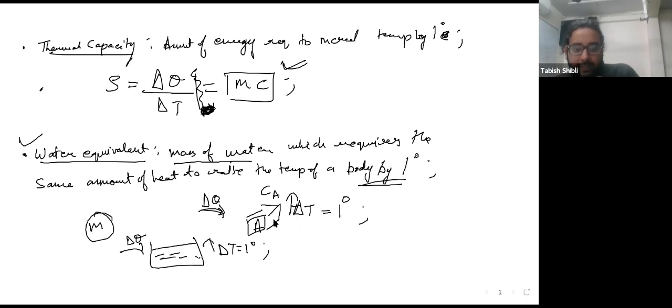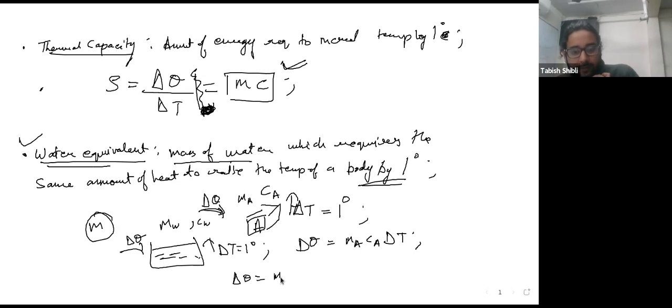And इसका कुछ mass था Ma. So delta Q is what? Ma Ca delta T, right? And इसमें कुछ mw मान लो, which is essentially the water equivalent, mw, and इसकी कुछ cw मान लो. So your delta Q is equal to mw cw delta T.